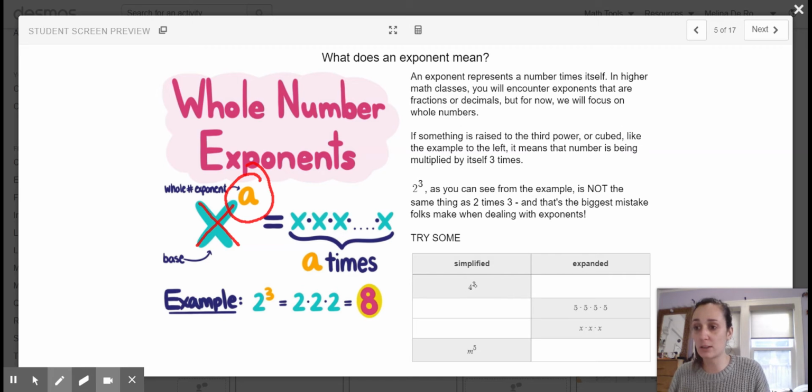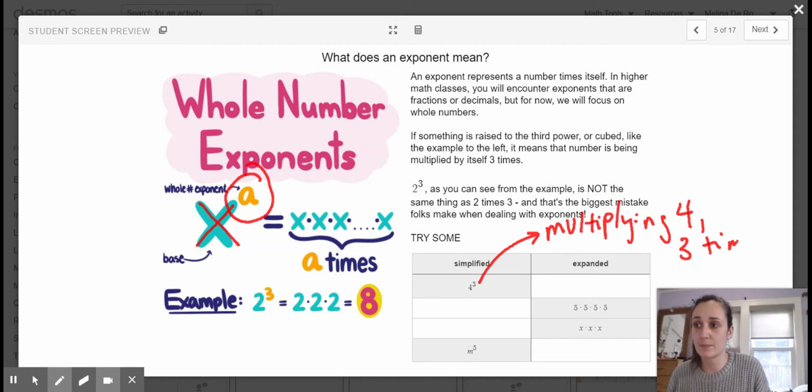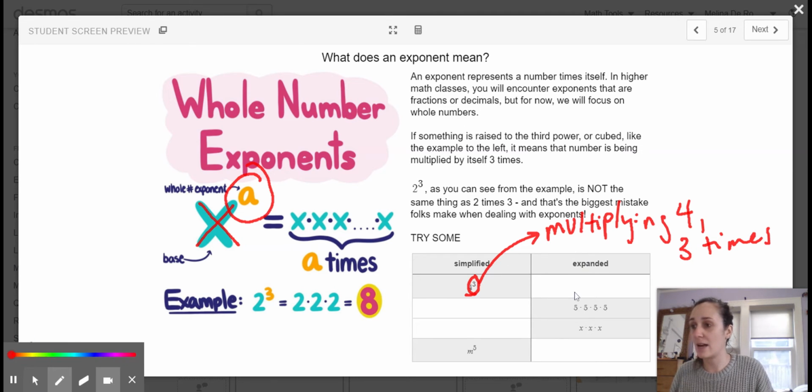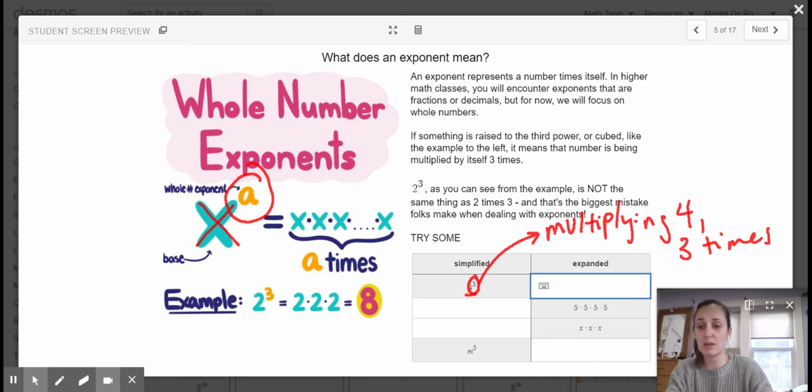So 4 to the third power actually means that we are multiplying 4 3 times. So the base tells us what we are multiplying. The exponent tells us how many times. So in expanded form, that means that it's actually going to be 4 times 4 times 4. I'm multiplying 4 3 times.